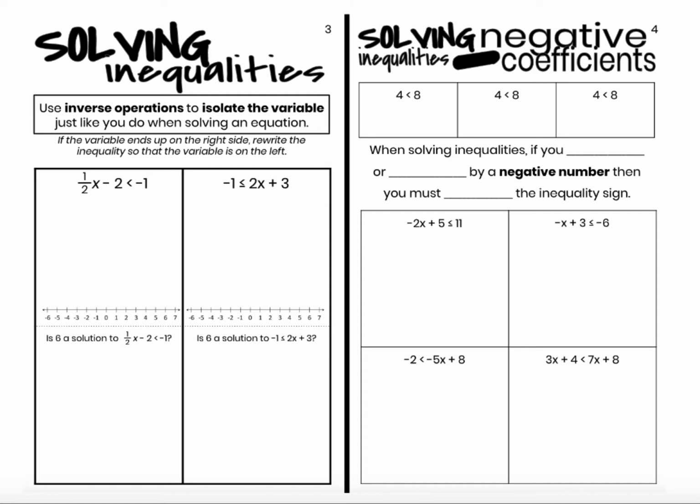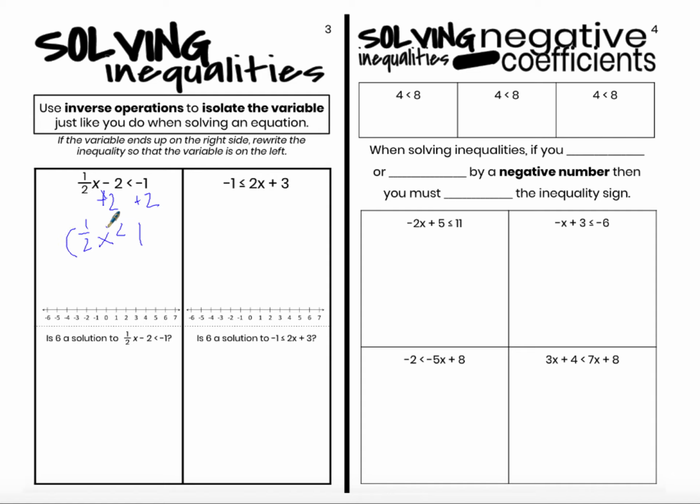On pages 3 and 4 of our Unit 3 notes, we review solving inequalities. Now we solve inequalities just like we solve equations, using inverse operations to isolate the variable. In this particular case, we have 1/2 times x minus 2. So we isolate the variable by adding 2 to both sides. We have 1/2 x is less than 1. And now my final inverse operation would be dividing by 1/2.